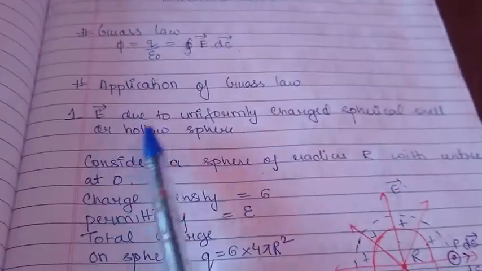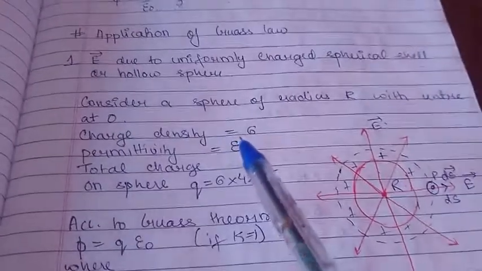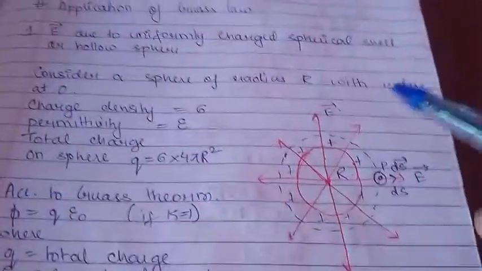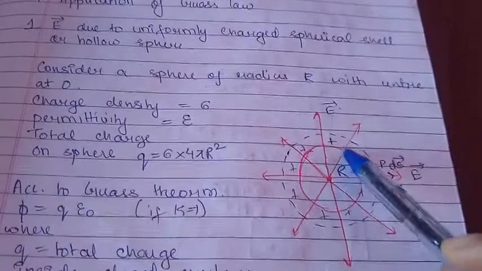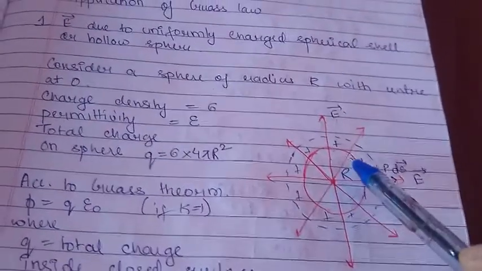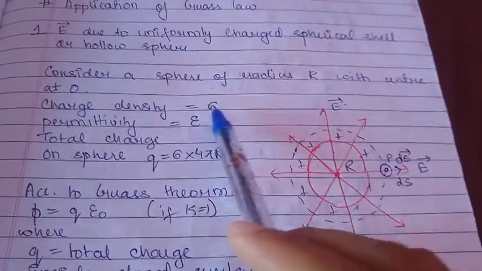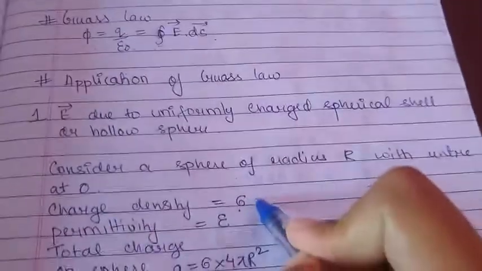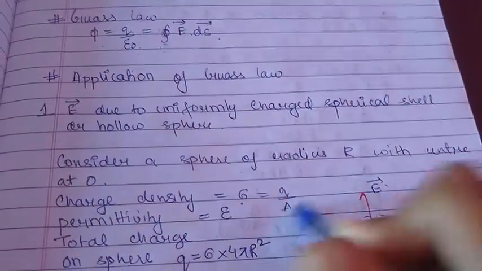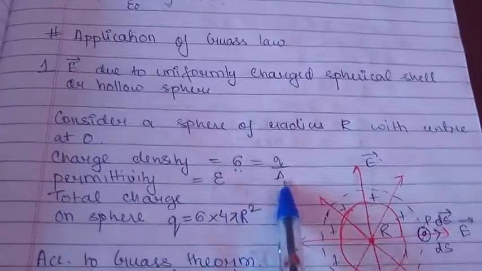The first application is the electric field intensity due to a uniformly charged spherical shell or hollow sphere. For this application, first you have to consider a hollow sphere of radius capital R. Suppose there is a surface charge density sigma, which is equal to the charge upon the surface area, so sigma is equal to Q by A.